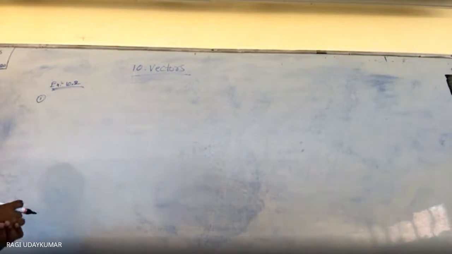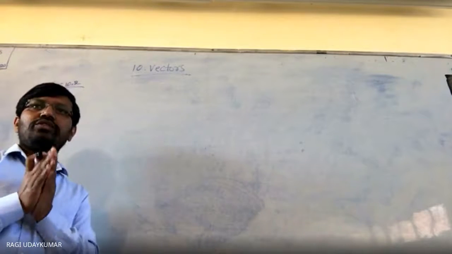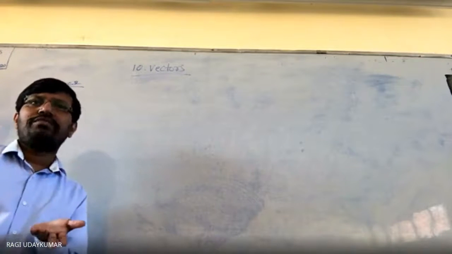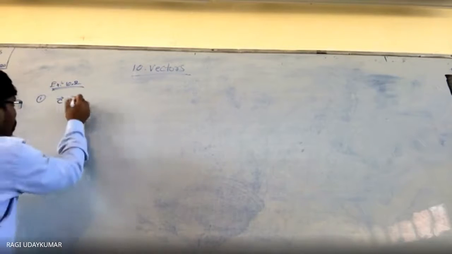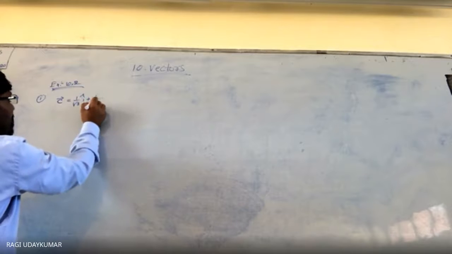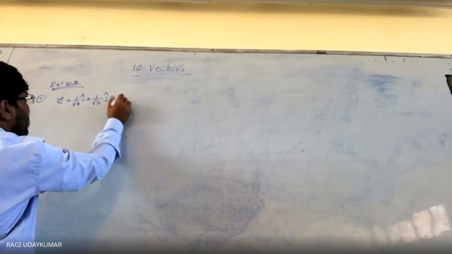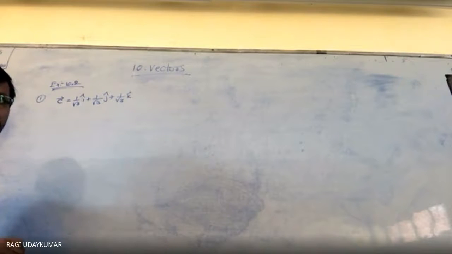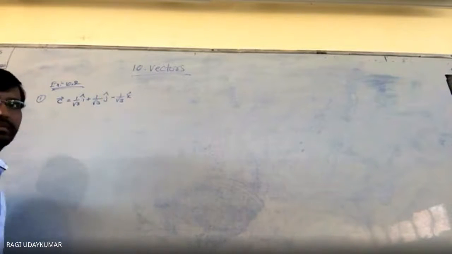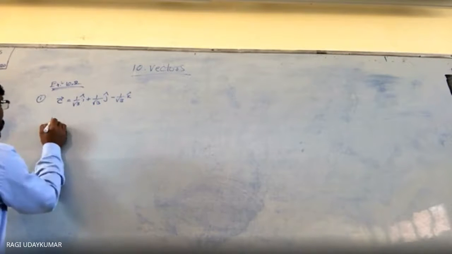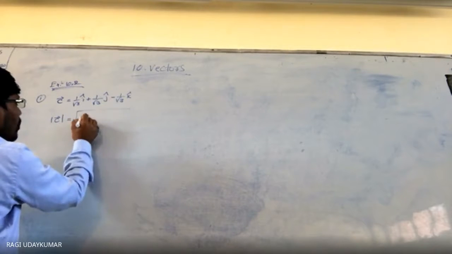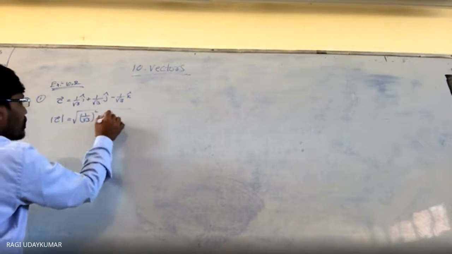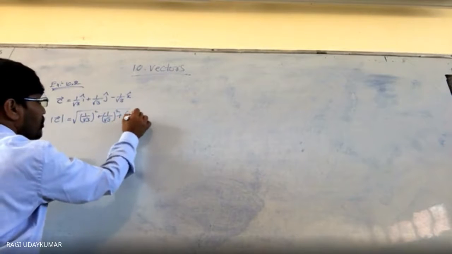So the first problem is given to you. Compute the magnitude of each of the following vectors. So the magnitude we need to find out, and the vectors are given in component form. One vector I am going to take is c. c is equal to 1 by root 3 i cap, 1 by root 3 j cap, minus 1 by root 3 k cap. Sorry, the minus is given here. And you are asked to find the magnitude. The magnitude will be written like this: under root of (1 by root 3) whole square plus (1 by root 3) whole square plus (minus 1 by root 3) whole square.